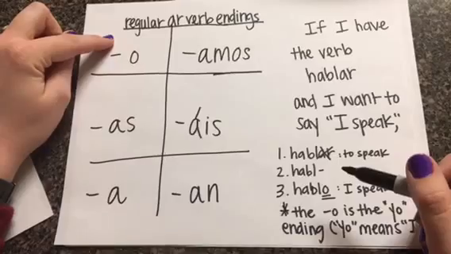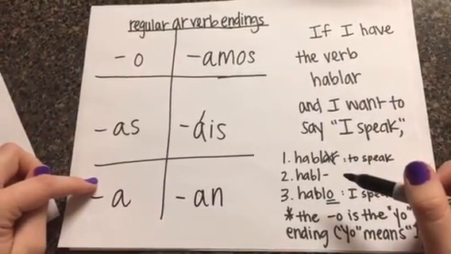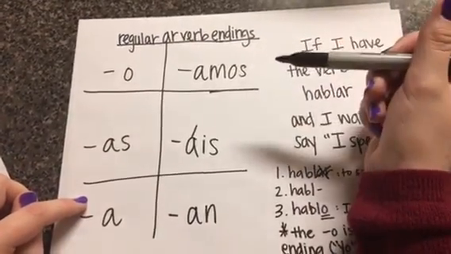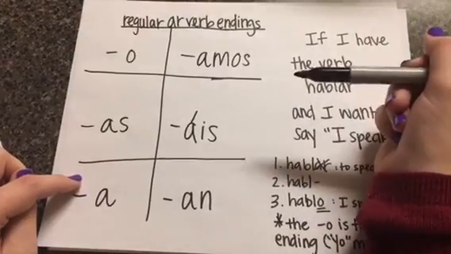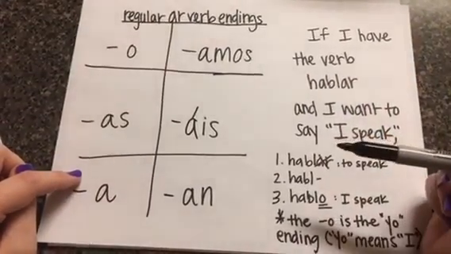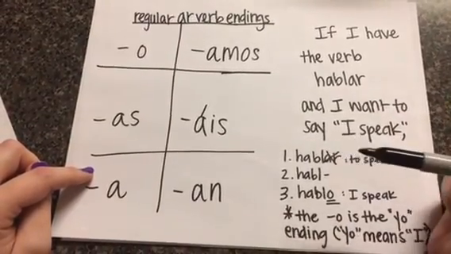Remember, this is yo, tú, él, ella, usted, nosotros or nosotras, vosotros or vosotras, which is most commonly used in Spain to refer to y'all. Ellos, ellas, ustedes, which is they or y'all.